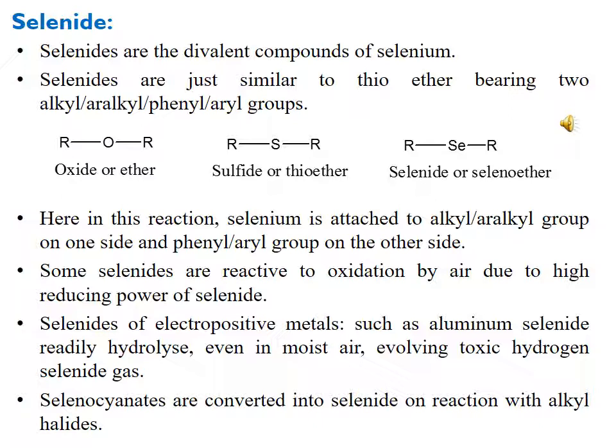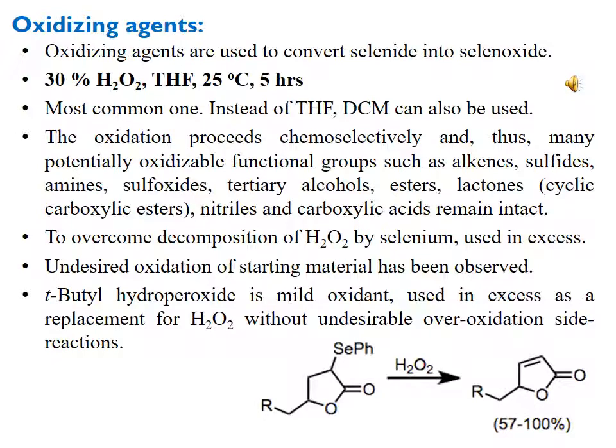So these selenides are obtained by the reaction of selenocyanates. And our starting point was selenocyanate, which is converted into this selenide by the reaction of alkyl halide. The selenides produced in this reaction are then oxidized to convert into selene oxides. Different oxidizing agents have been used for this conversion of selenide into selene oxide.